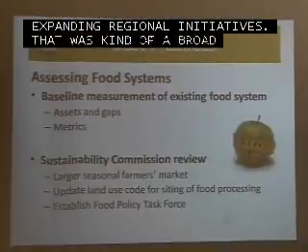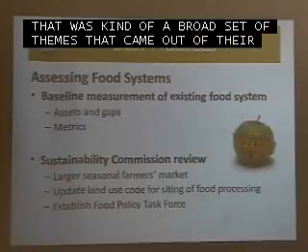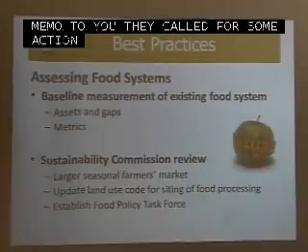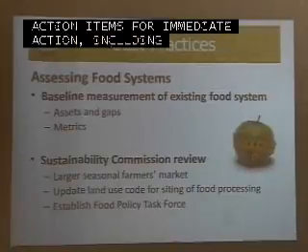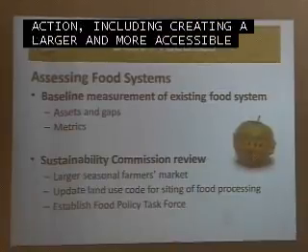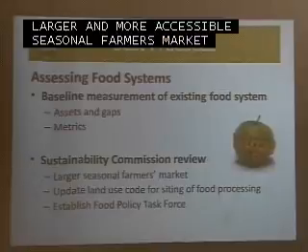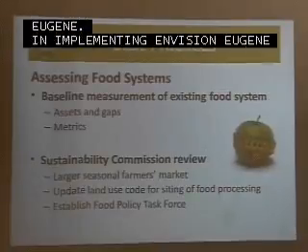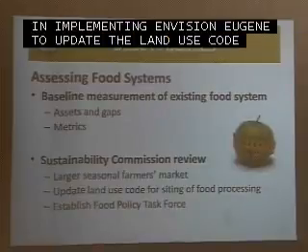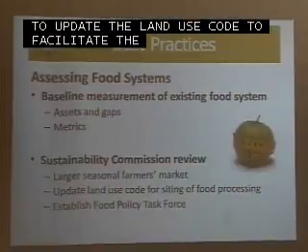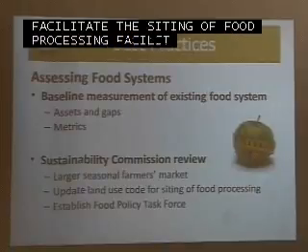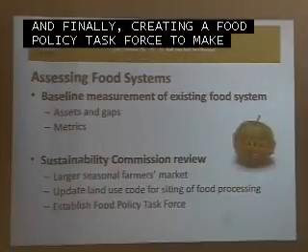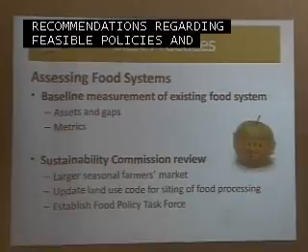So that was a broad set of themes that came out of their work, but specifically in the memo to you, they called for some action items for immediate action, including creating a larger and more accessible seasonal farmers market in Eugene, implementing Envision Eugene to update the land use code to facilitate the siting of food processing facilities, and finally creating a food policy task force to make recommendations regarding feasible policies and actions to enhance our local food economy and security.